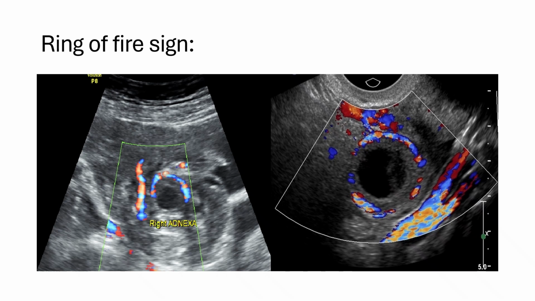There is the ring of fire sign, commonly known for the vascularity around the cyst. This is most commonly seen in the corpus luteal cyst, whereas it is also seen in ectopic pregnancy. So this is not specific for corpus luteal cyst or ectopic pregnancy, but it can be seen in both, though more common in corpus luteal cyst. That is the vascularity around the cyst, and it can be seen in color Doppler or power Doppler study. So this is seen in both conditions, but is more specific for the corpus luteal cyst.